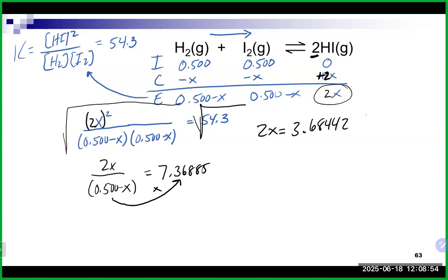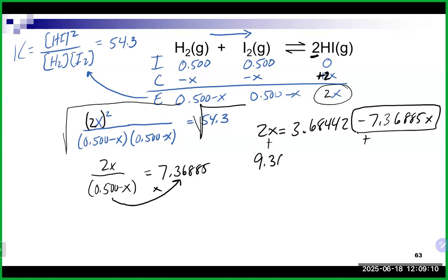3.6844. Take it to a few digits. Minus 7.36885x. I'm going to combine my x's in this case. So I'm going to take this, which is subtracting, and add it to both sides. That's going to give me 9.36885x equals 3.68442. Lastly, here we're going to divide to the other side.